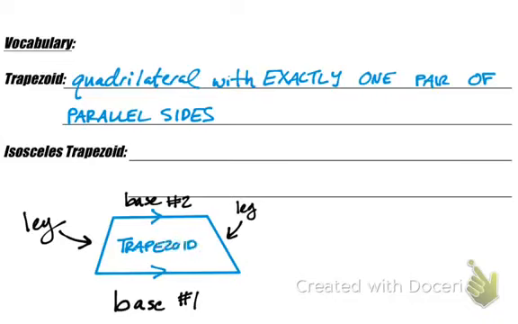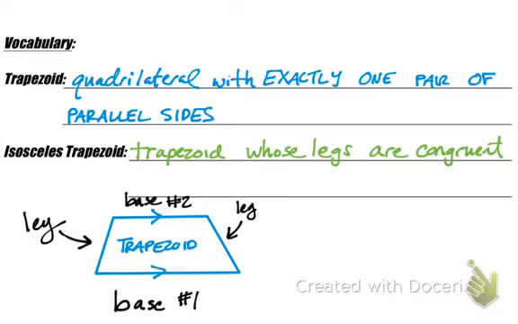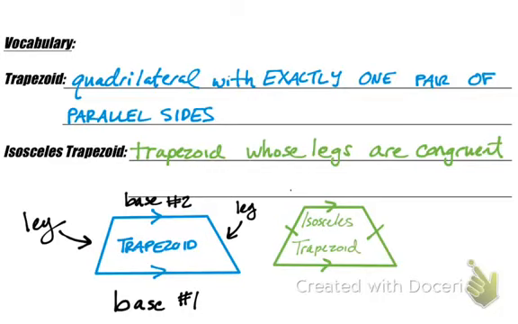Now an isosceles trapezoid is a trapezoid where the legs of the trapezoid are congruent. So let's draw another trapezoid where our bases are parallel to each other. And now the two remaining legs, or the two remaining sides I should say, are congruent. This is an isosceles trapezoid.